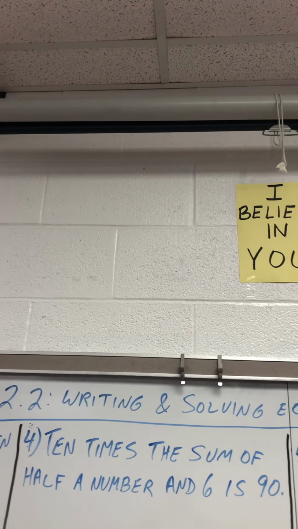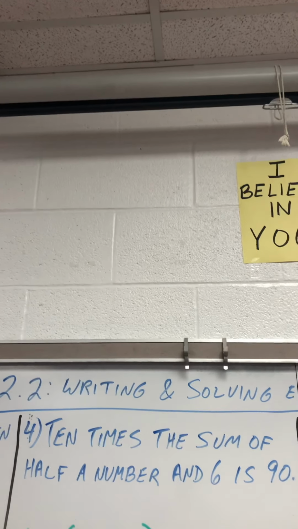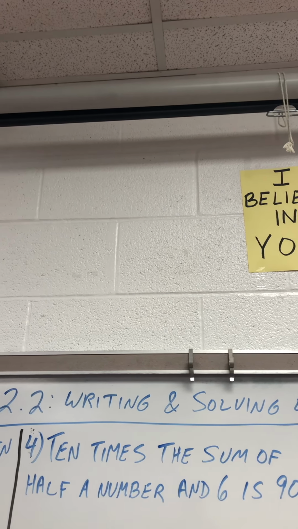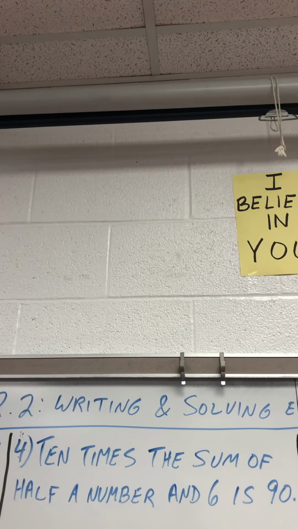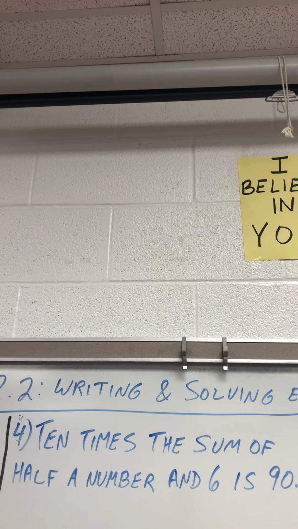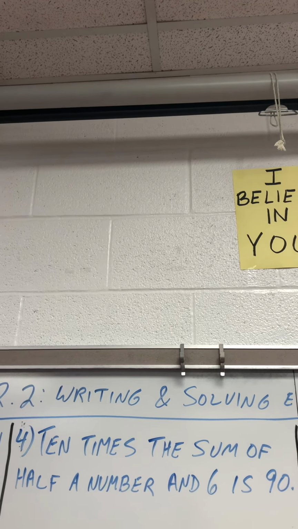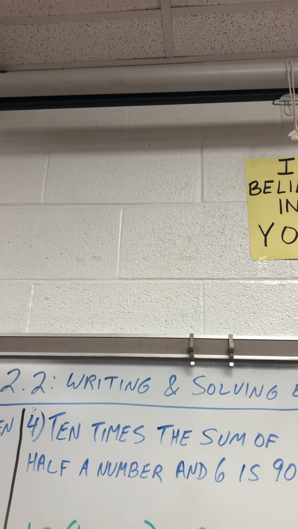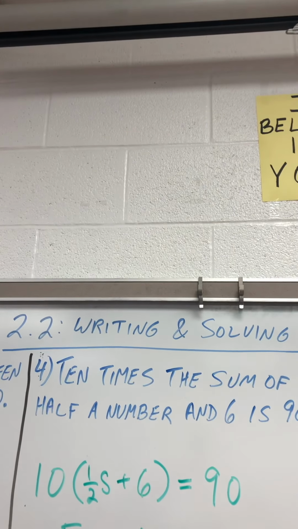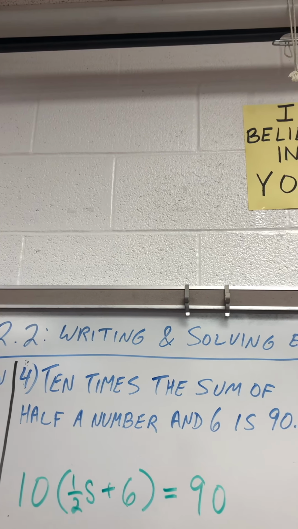Ten times the sum. When you have 10 times the sum, when it says the sum, you need a set of parentheses. You need 10 and then a set of parentheses. All right, then we're going to put what goes in the parentheses, okay? Half a number and 6. Okay, half s plus 6 equals 90.